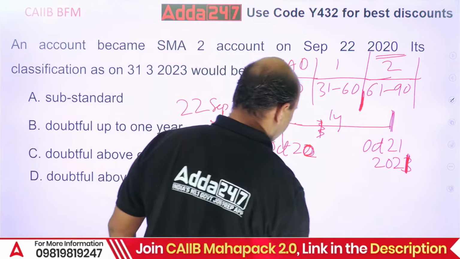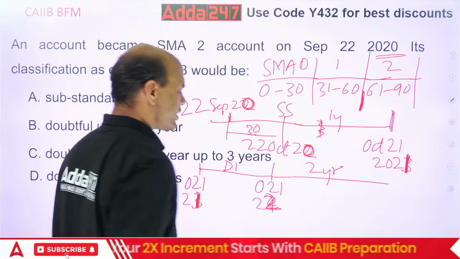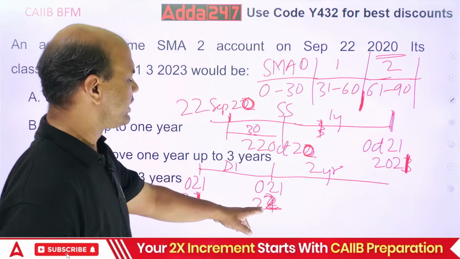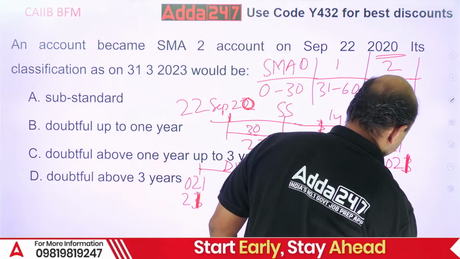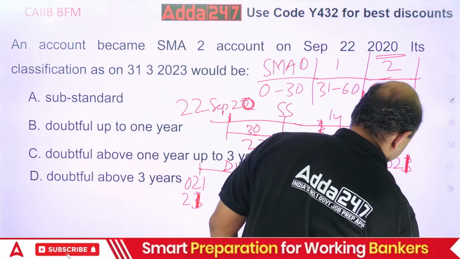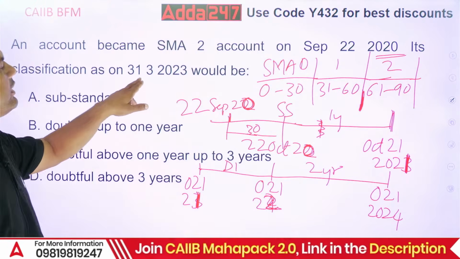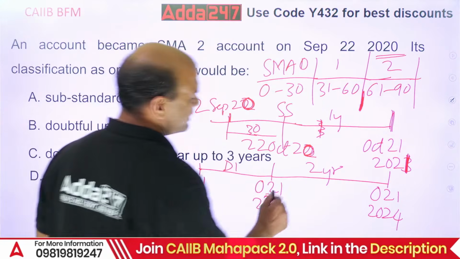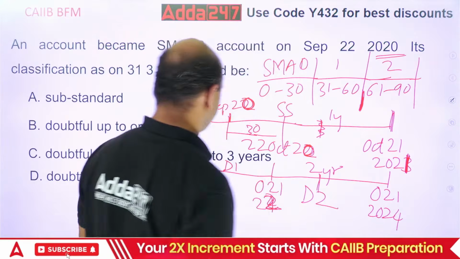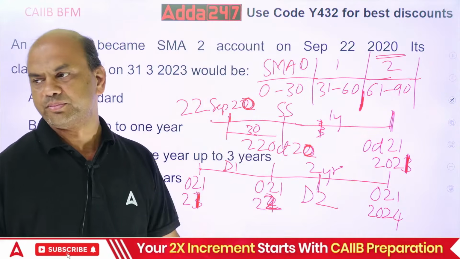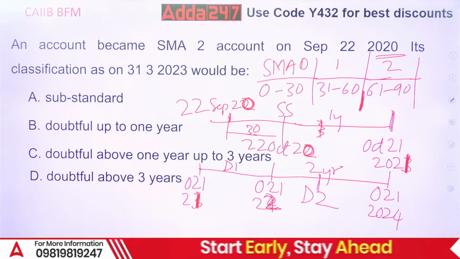From here it will move to 2 years now. 2 years. So October 21, 2024. It will be in D2 category. But what do I want? I want 31/3/2023. So it will be over here. So it will be in D2 category. D1, D2. Okay? It will be in D2 category.